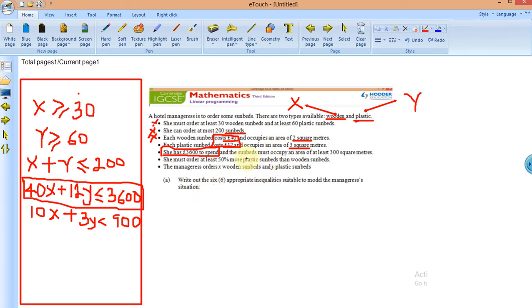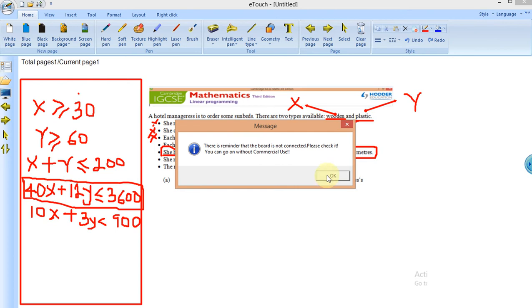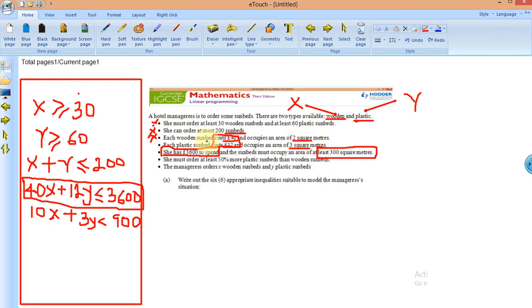Also, she and the sunbed must occupy an area of at least, so this is everything about the area, and this is the minimum. At least means that it can go beyond this area. Do you understand? She can go beyond this area. So this will attract greater than or equal to. The 2 square meter is for the wooden sunbed, which is x, so that will be 2x, and this area here is for plastic, so that will be plus 3y.